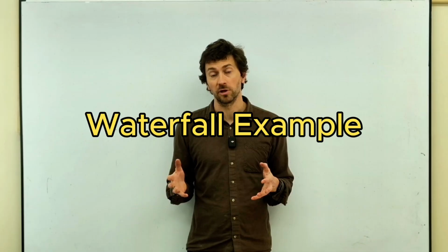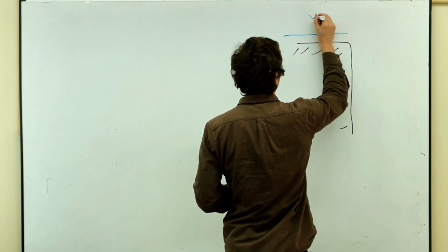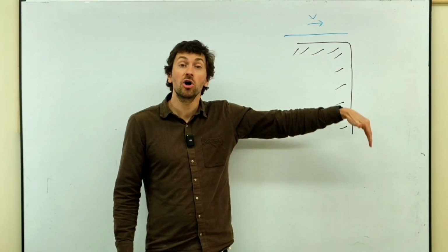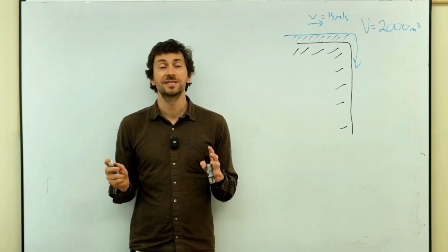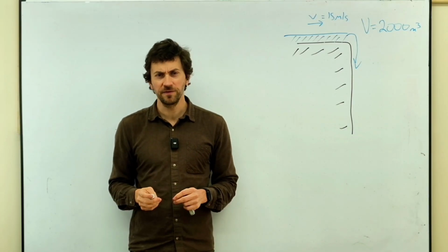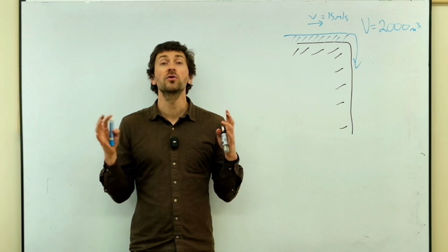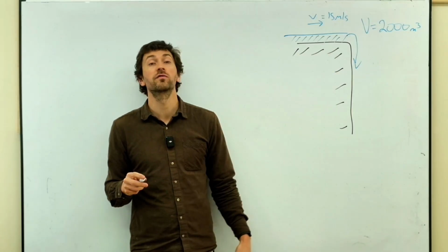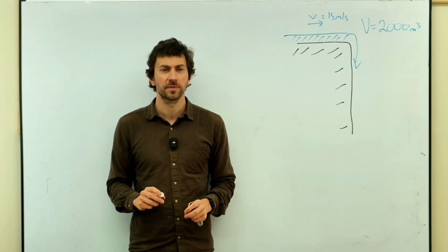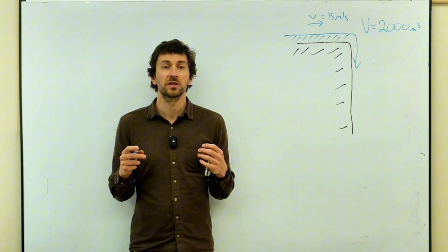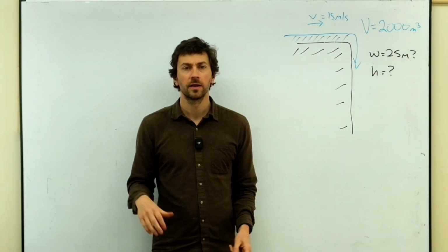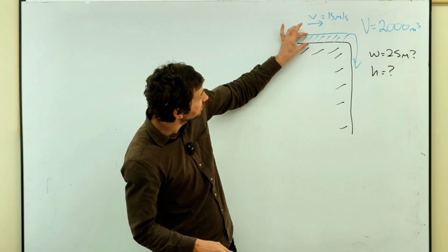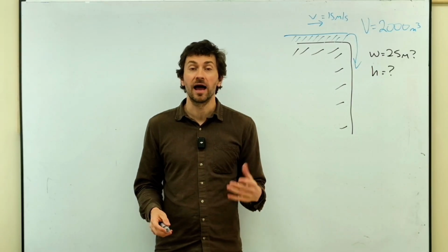Let's do another example about flow rate using a waterfall. Let's imagine there's a river of water flowing this way to a cliff. Now the water falls down there. We could say that the speed of the water is 15 meters per second, and there is a volume of 2,000 meters cubed falling every second over this waterfall. It's a big waterfall. Let's imagine that it has a certain width. Let's say it's 25 meters wide. The question is, what is the height of the water in the river? That is the thickness or height of the water at that part of the river.